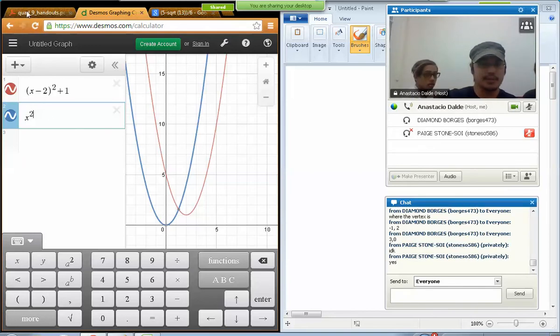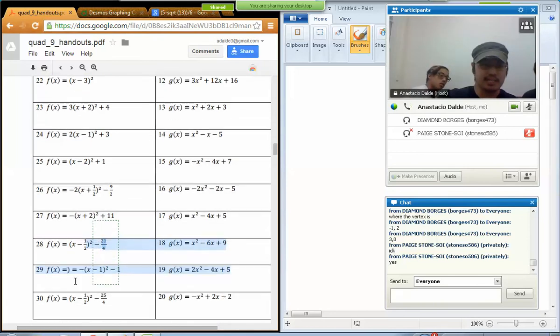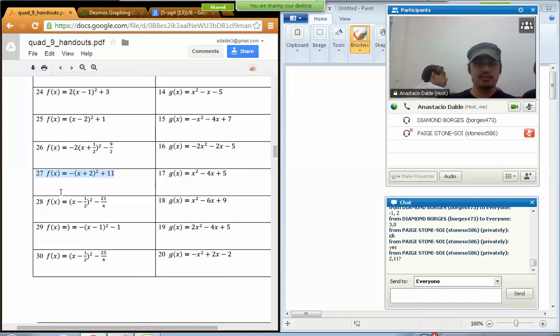Okay, good. Then, here's my question. What is the vertex of this guy right here? Number 27. Close, very close. 2, 11. It's not positive 2. Negative 2. It's negative 2. It's the opposite of what's inside there.